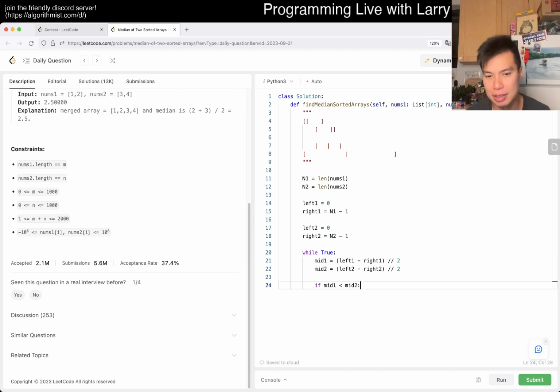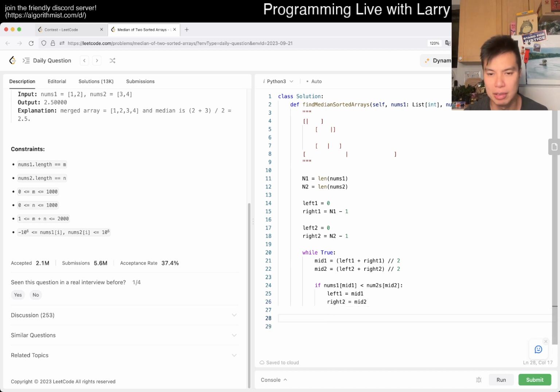So it's to the right. What does this mean, right? And this is not that. This is nums. If this is the case, then you basically have this case, and then now left 1 is equal to mid 1, right 2 is equal to mid 2, right? We'll just keep it inclusive for now.